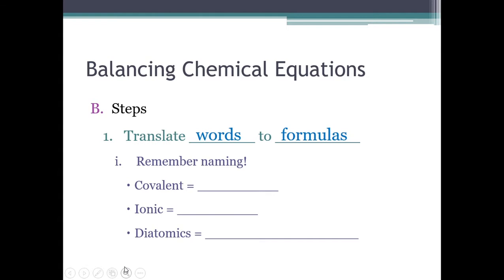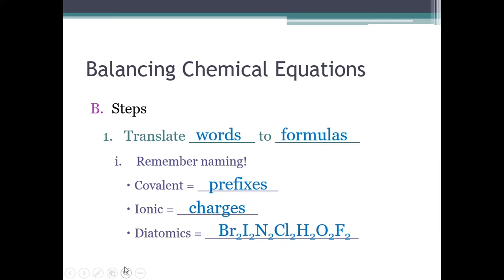As you're doing this, remember your naming rules. If it's covalent, if it's 2 nonmetals, it's going to be using prefixes. If it is ionic, if it's a metal and a nonmetal, or if it's made of polyatomic ions, you're going to need to look at the charges, make them cancel. How many of your positives, how many of your negatives do you need? And don't forget your diatomic elements. That is your Brinkelhoff. These elements exist in pairs. You're not going to be told that. You just have to remember. All right, so that's all step 1, is take the words you've been given and turn them into formulas.